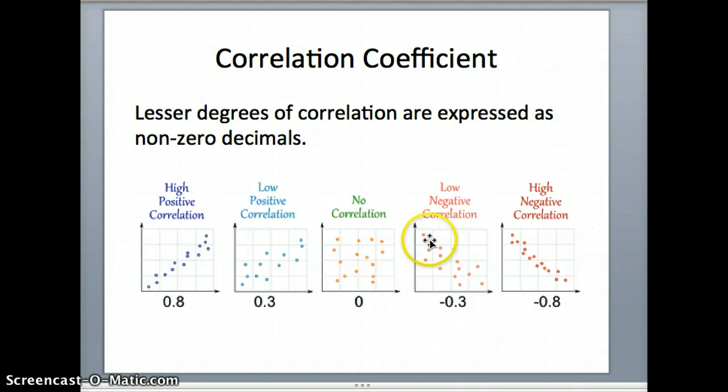Now with these last two, notice that as x increases, y decreases. The slopes of these lines are negative. In the first case, the points are not tightly bunched, so the correlation is closer to 0, negative 0.3. In the second case, the points are tightly bunched along a line with a negative slope. So indeed it has negative correlation, but that negative correlation is going to be closer to negative 1, which in this case is going to be negative 0.8.